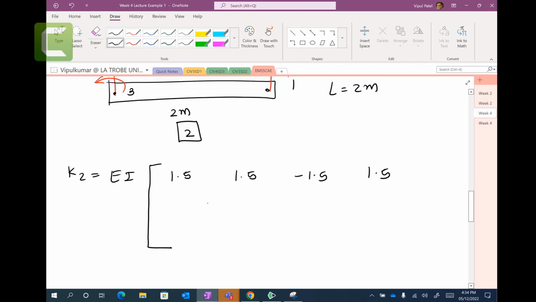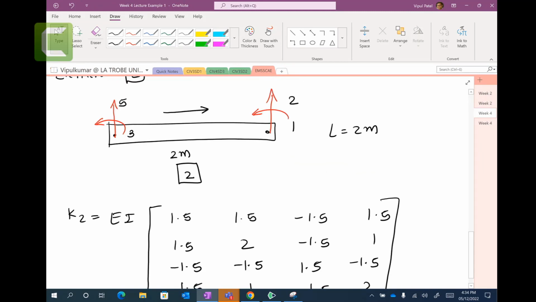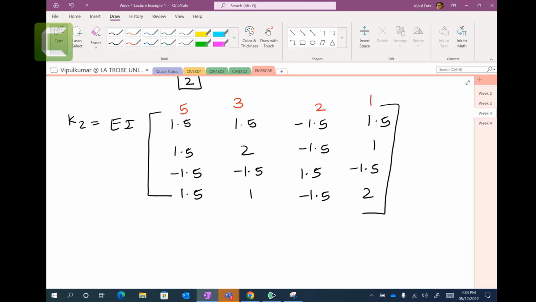1.5, 1.5, 1.5, 2, minus 1.5, 1, minus 1.5, minus 1.5, 1.5, minus 1.5, 1.5, 1, minus 1.5, 2. Right, and in here, our matrix would be vertical first, near node, because this is your near node based on this tail and head. So vertical is 5, rotation is 3. Vertical is 2, rotation is 1. So 5, 3, 2, 1. Okay, that is your element number 2.